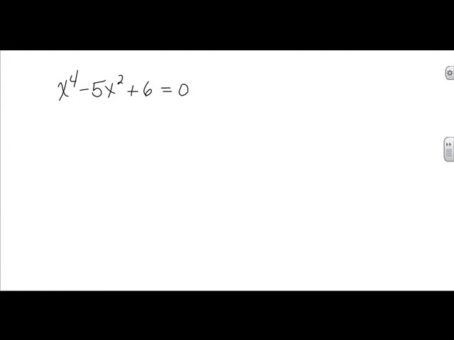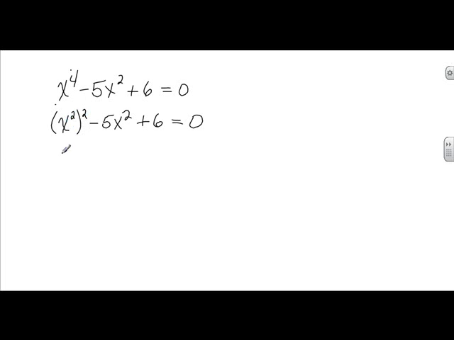This polynomial equation is in what we refer to as quadratic form. It's very clearly not a quadratic equation, but you'll notice that the first term, x to the fourth power, could be written as x squared squared. The middle term has x squared in it, and since the first term has that x squared raised to the second power, it's in quadratic form.